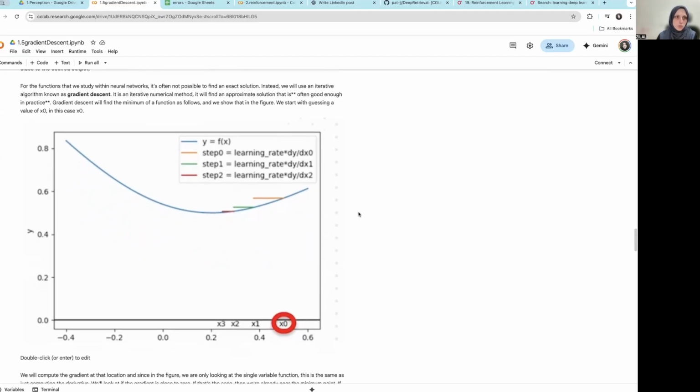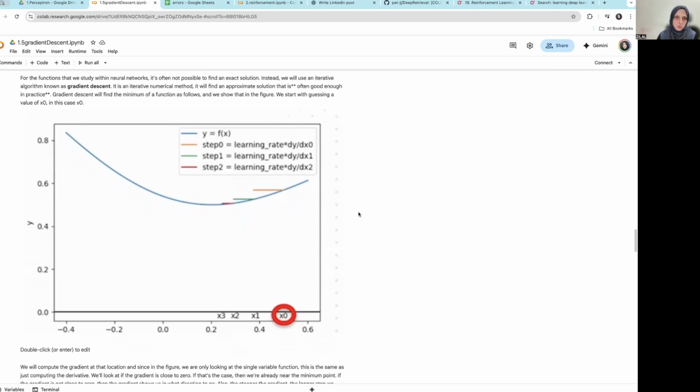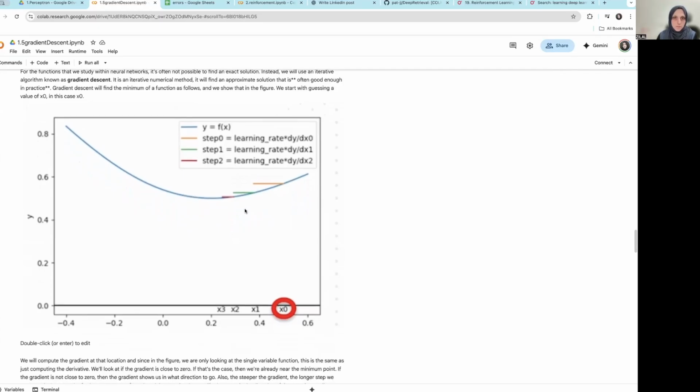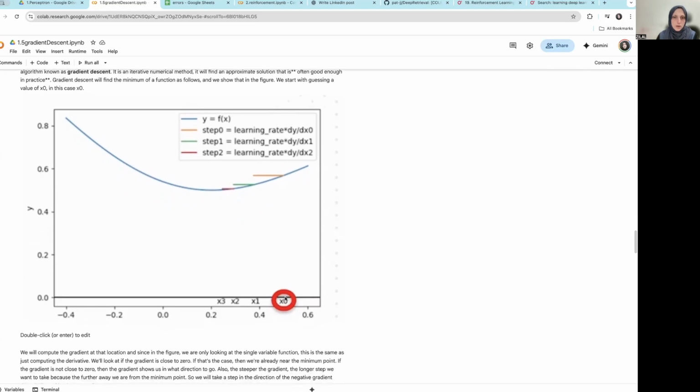For the functions that we study within neural networks, it's often not possible to find an exact solution. Instead, we will use an iterative algorithm, which is gradient descent. It is an iterative numerical method. It will find an approximate solution that is often good enough in practice. Gradient descent will find the minimum of a function as follows, and we show that in this figure. We start with guessing a value x0. So here we are at x0.